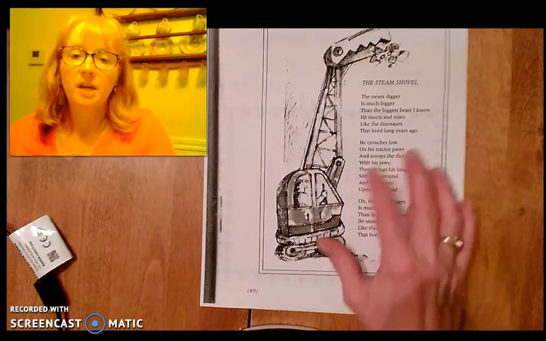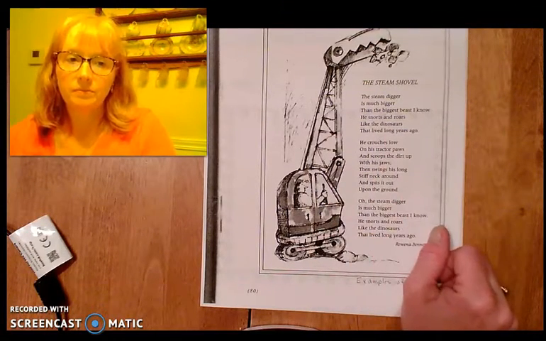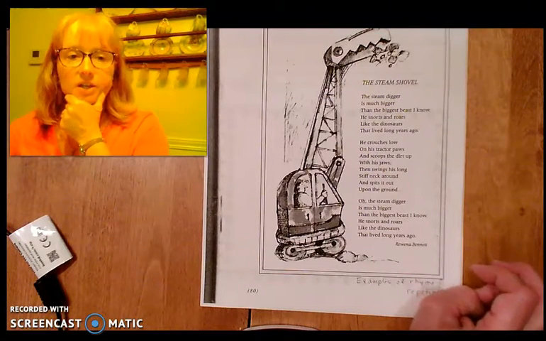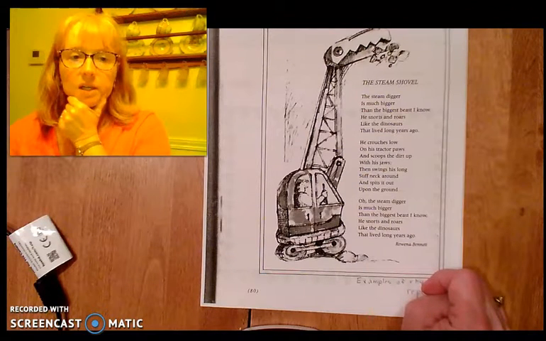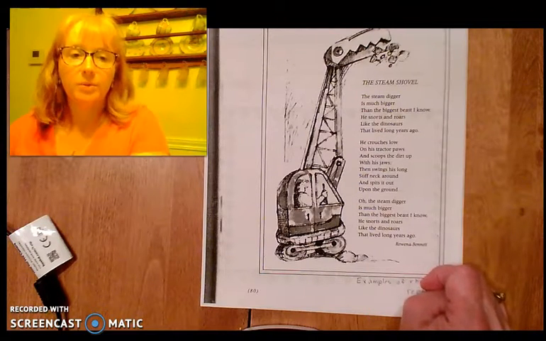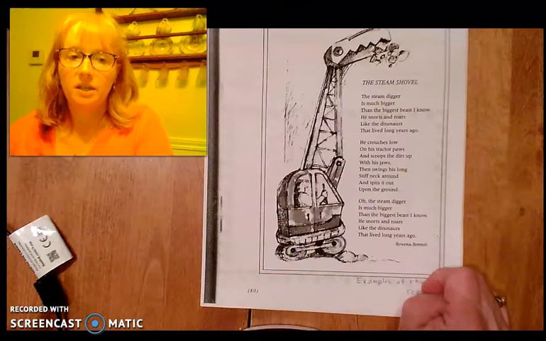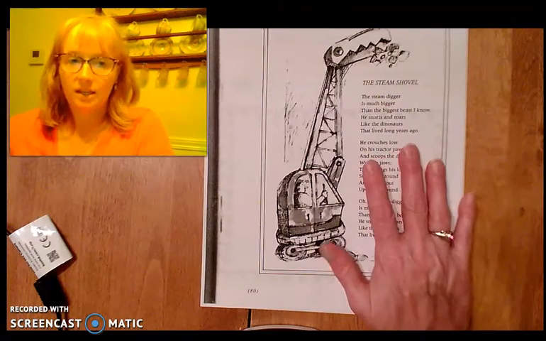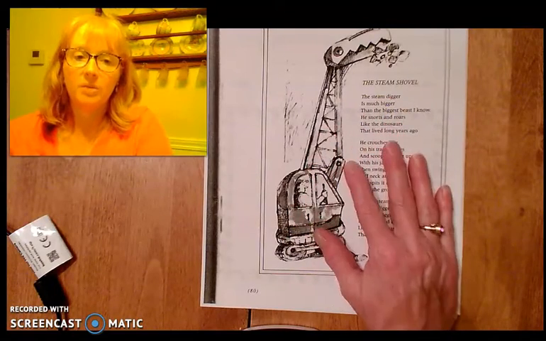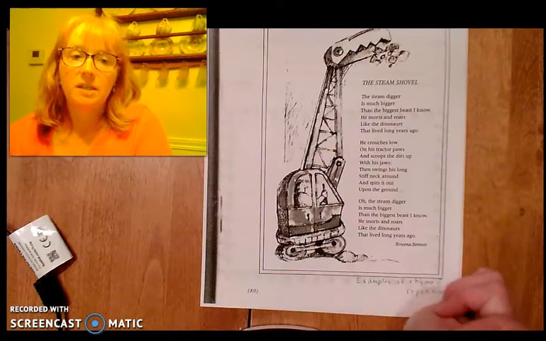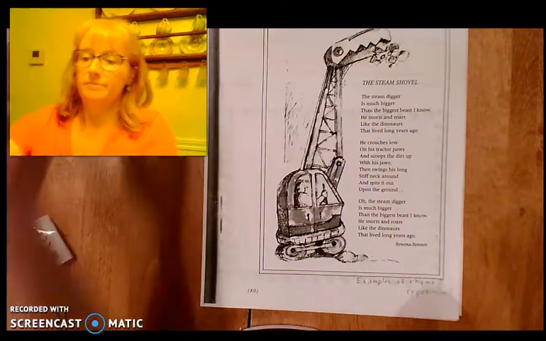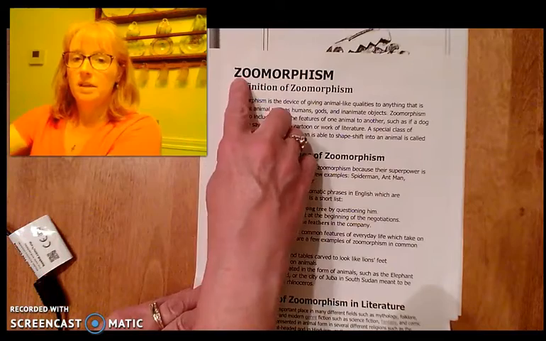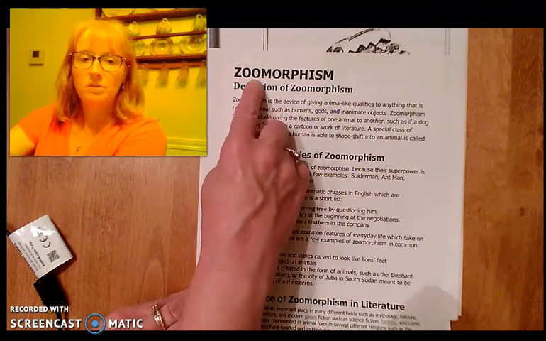What is the author comparing the steam shovel to? A dinosaur, right? Do you think that's personification? Actually, it's not, because remember, personification is when we give human-like characteristics to something. When you give animal-like characteristics to something that's not an animal, like a human or an object, it's called zoomorphism. This is a new word I just recently learned. Looks like it has the word zoo in it, and we know that a zoo is where animals are.